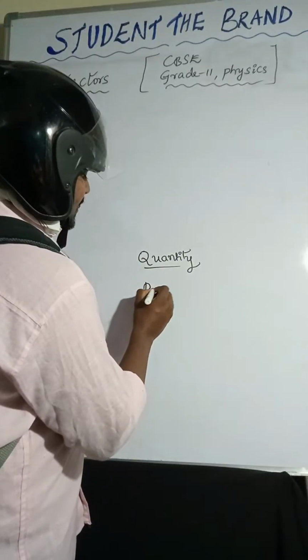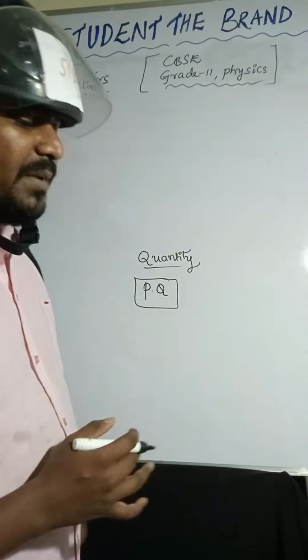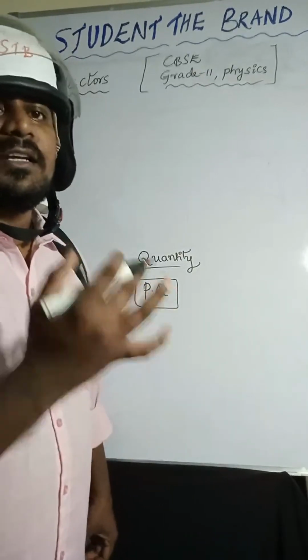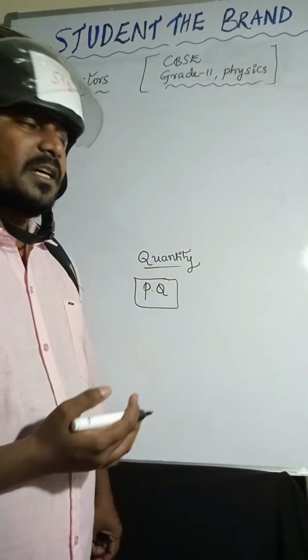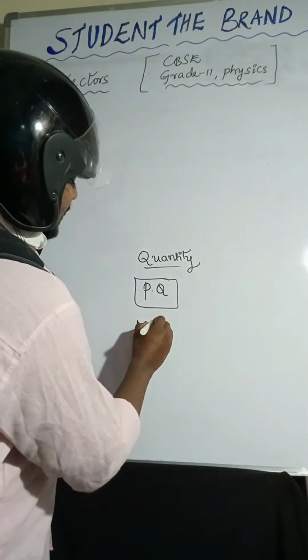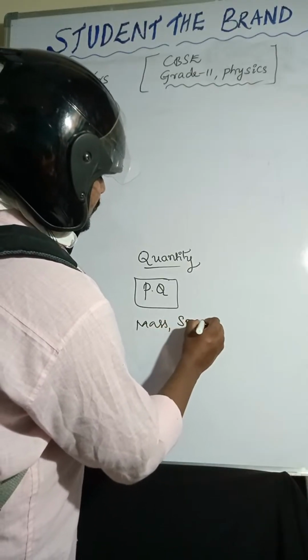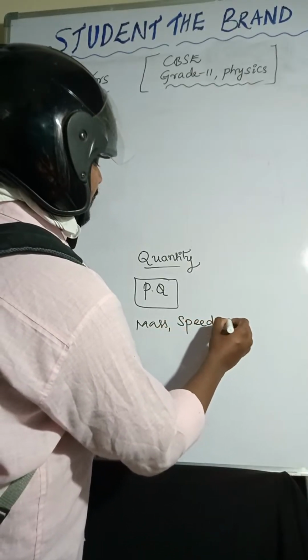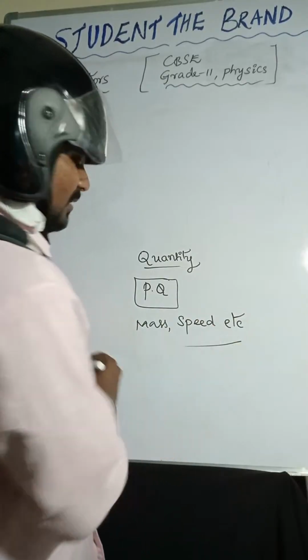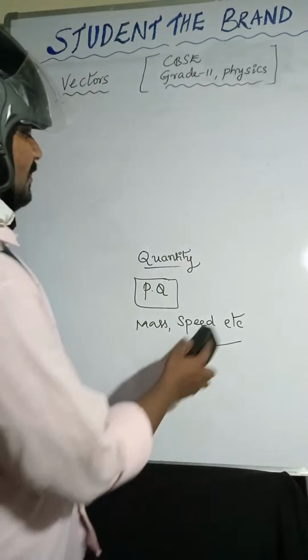Next, physical quantity. A physical quantity is a quantity which can be measured. For example, we can take mass and speed, and many others.